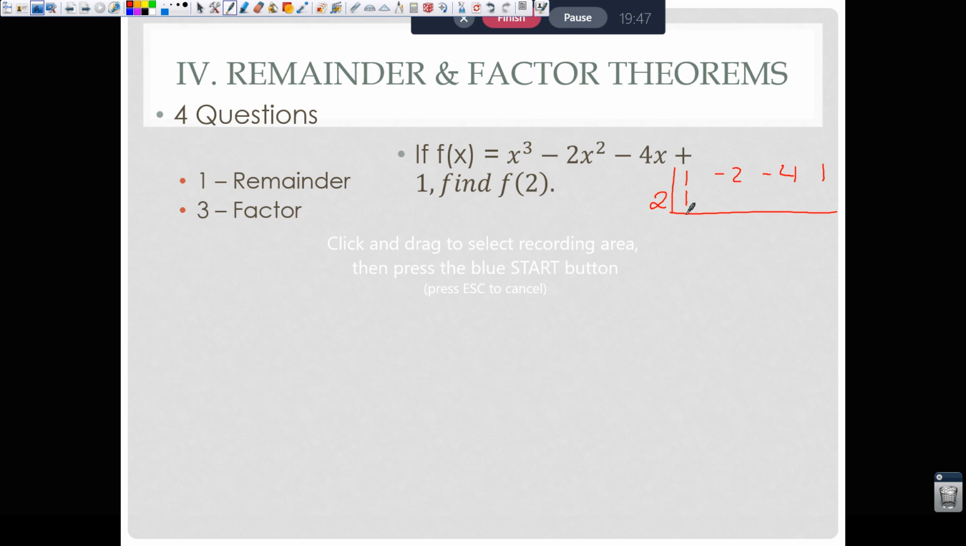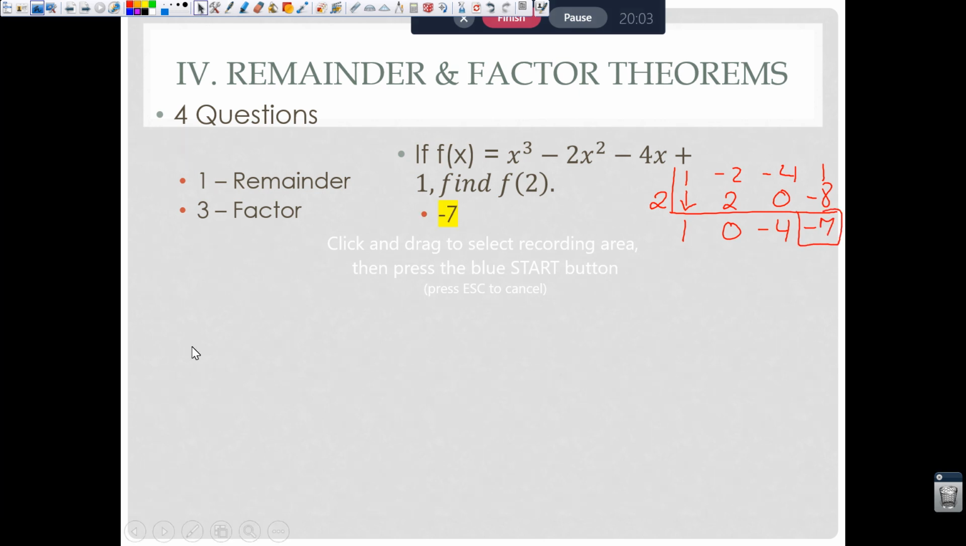Then I'm going to use synthetic division. So I'm going to bring down my 1. 2 times 1 is 2. 0, 0, negative 4, negative 8, negative 7 is my remainder. So in the remainder theorem, negative 7 is my answer. Now let's try some factor theorems.